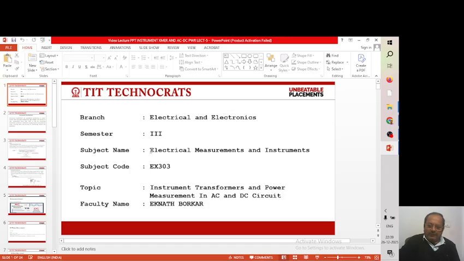Today we are going to continue our lecture series of electrical measurements and instrument subject. Today our topic is instrument transformer and the second topic is power measurement in AC and DC circuit. So first, we discuss instrument transformers.